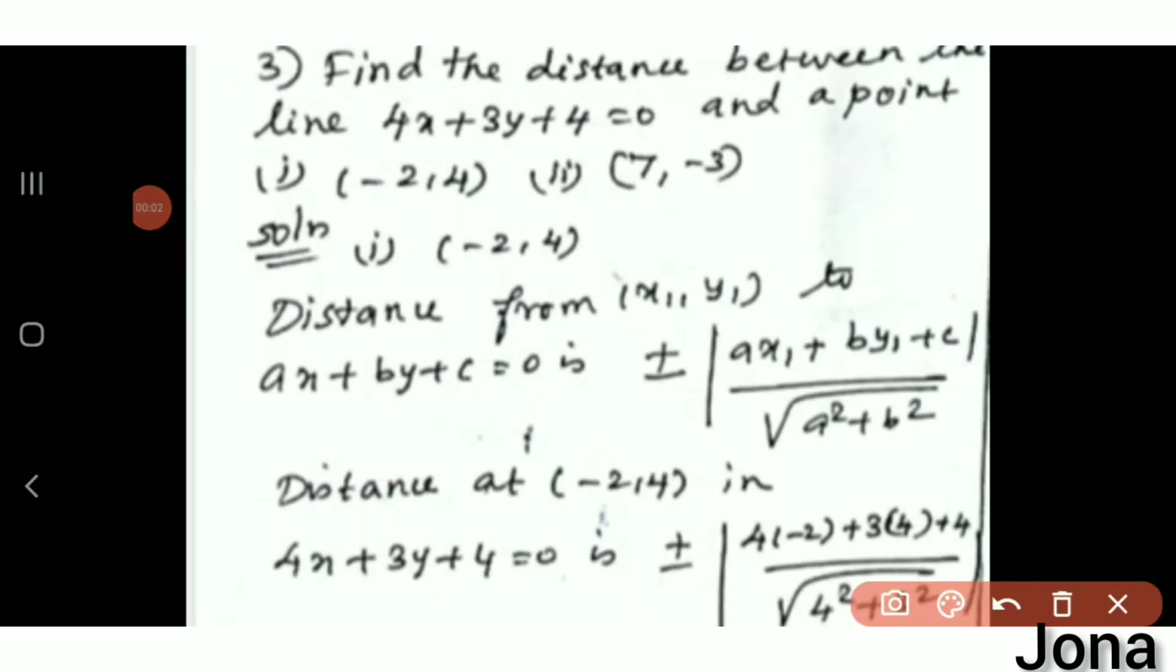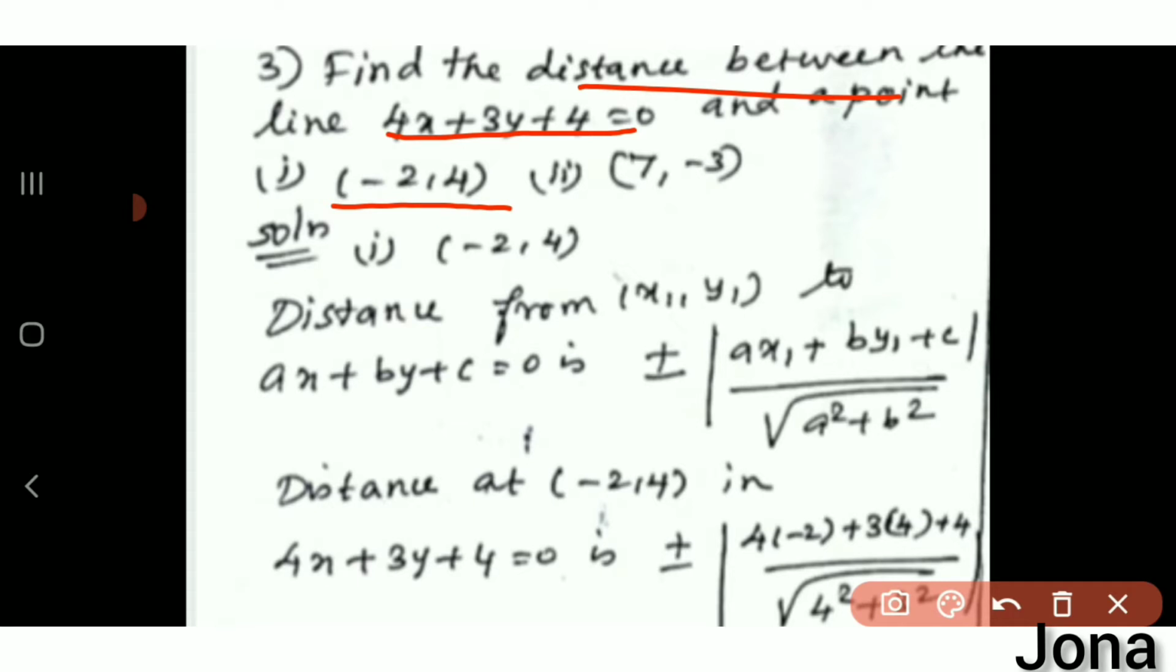Third problem. Find the distance between the line 4x + 3y + 4 = 0 and the point (-2, 4). An equation and a point are given. We want to find the distance between the line and the point.